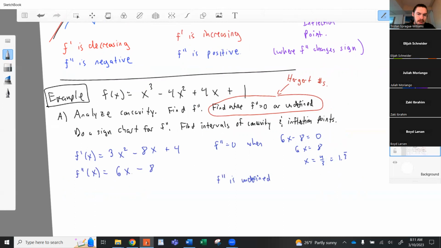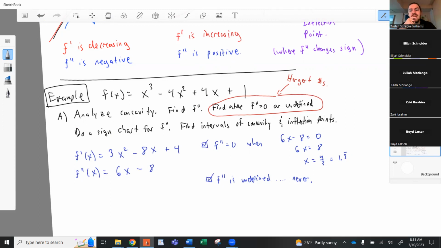It's a polynomial. It's 6x minus 8. Polynomials are never undefined, but I have to state that. Okay, I have to check both of these boxes here. Check that and check that, just to make sure. Let's make them boxes. I'm going to make sure I check both of those to make sure that I found all of those numbers.